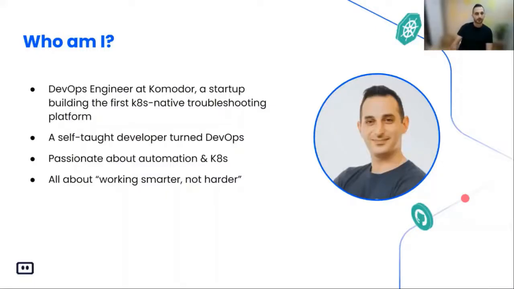First, who am I? My name is Mickael, and in the last 5 years, I've worked extensively with Kubernetes, both managing, troubleshooting, and learning about it. Today, I'm a DevOps engineer at Commodore, where I started building the first Kubernetes native troubleshooting platform. I'm a self-taught developer and learned DevOps along the way. I'm passionate about automations and Kubernetes. And I think that working smarter and not harder is a really good way to make your work more enjoyable. And we're going to talk about it today.